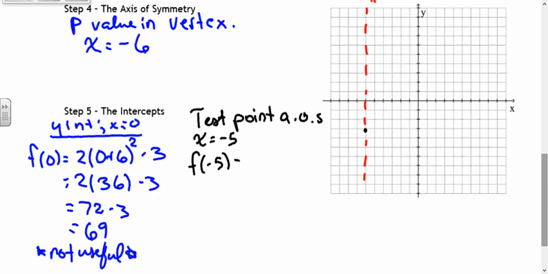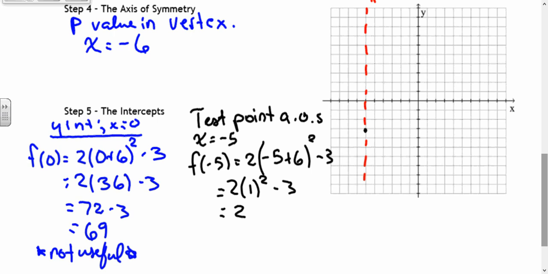-5 is equal to 2 bracket -5 plus 6 squared minus 3 is equal to 2 times 1 squared minus 3 is equal to 2 minus 3 is equal to -1. So that means I have a point at -5, -1. So let's plot that. -5, -1.